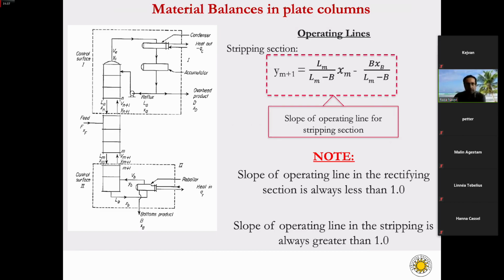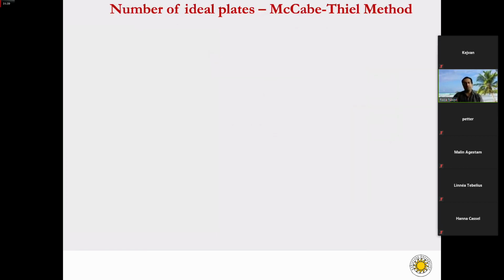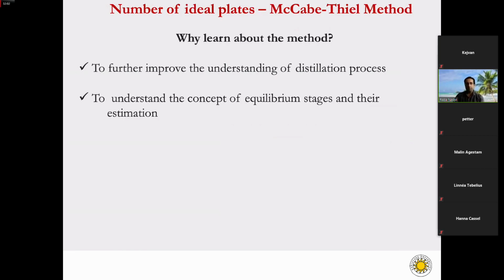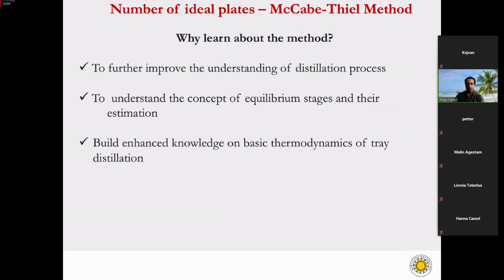All right, then I'll move on to the number of ideal plates and how we can calculate it using the McCabe and Thiele method. I'm going to show you step by step how to perform it. It's a very simple method, but there are a few things you need to understand. Why are we learning this method? It helps us improve our understanding of the distillation process, the concept of equilibrium stages, and the basic thermodynamics of plate or tray distillation.